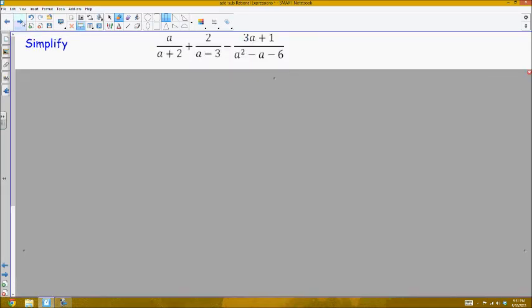So let's look at an example where I might have to factor at the end. Here's example 2. Now, before I do anything, notice that I have 3 completely different denominators.